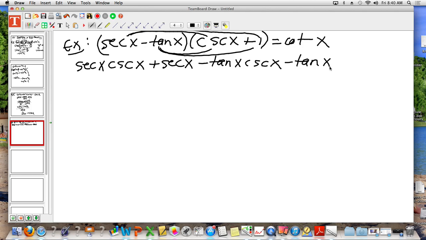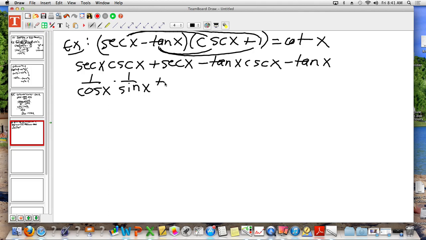Now we've got secants, we've got cosecants, we have a tan. Do we have a cotangent? We don't, but we want to think about it in terms of cotangent. So my suggestion right now would be to start writing these things in terms of sines and cosines. How can you write secant in terms of sine and cosine? 1 over the cosine. So we have 1 over the cosine of x times cosecant, 1 over sine.